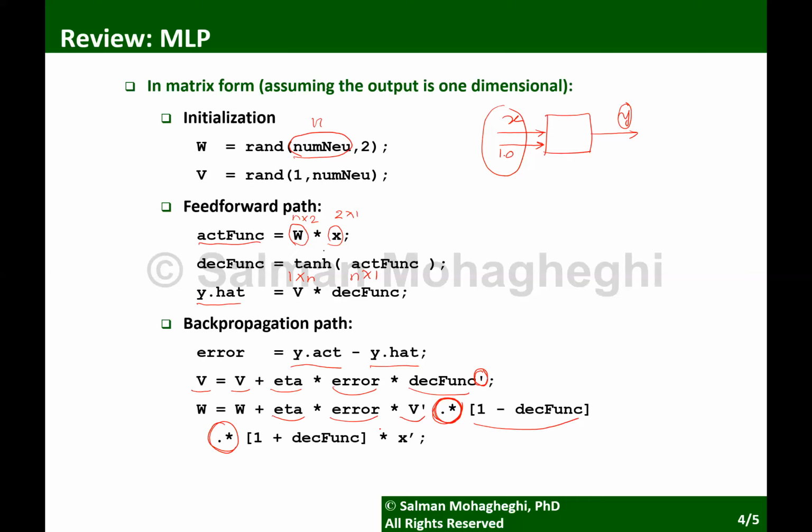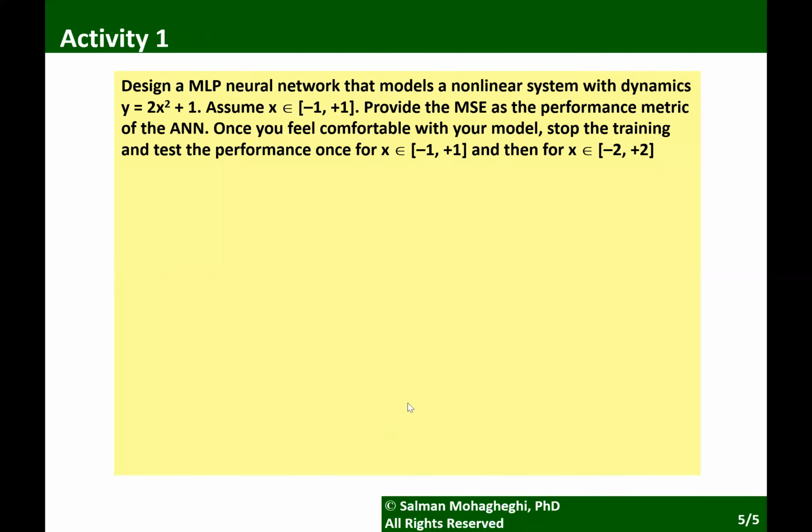Now, before I show you a sample code, I would like to discuss the problem that we're trying to solve today. This, in fact, is the problem through which I learned neural networks myself when I was a grad student. It's a very simple problem, and it's something that all of us can do in less than an hour. So I would like to design an MLP neural network that models a nonlinear system with this dynamics: y equals 2x squared plus 1. I am assuming that x changes between -1 and 1.